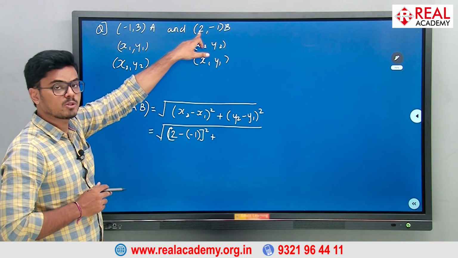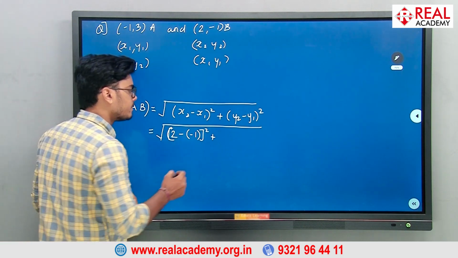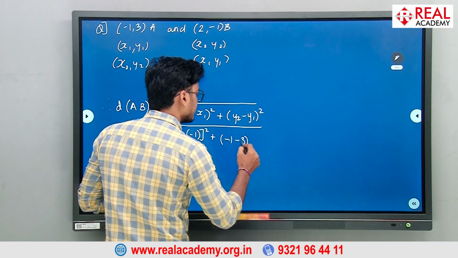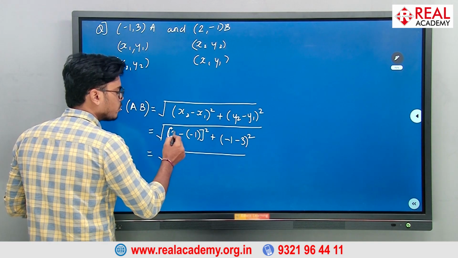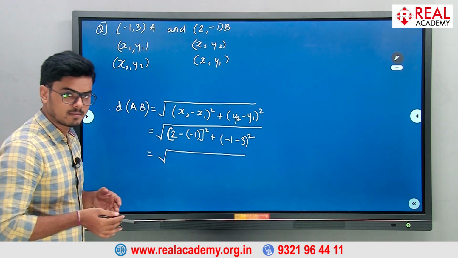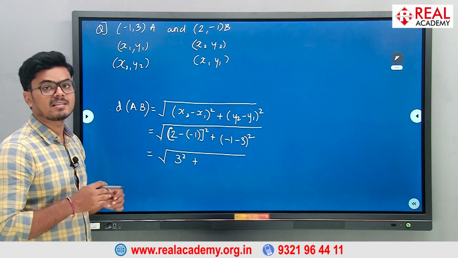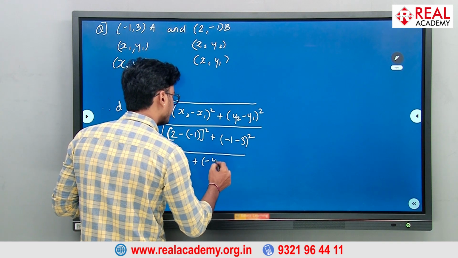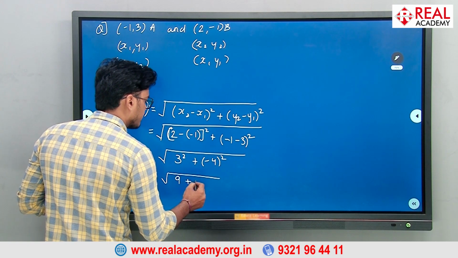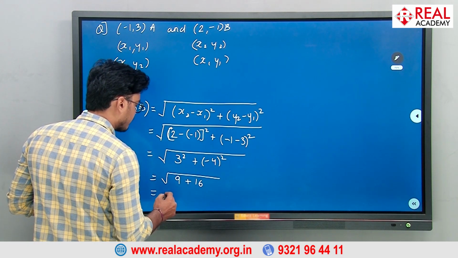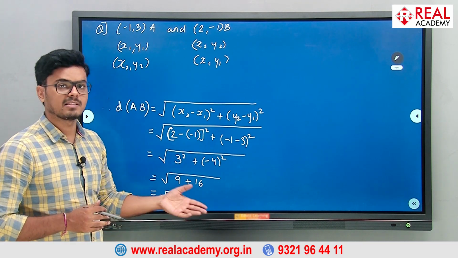So I have considered this as x2. So y2 should be minus 1 only, correct? So minus 1 minus 3 the whole square. What is the value of this? Square root of 2 minus minus 1 will become 2 plus 1. So 3 square plus minus 1 minus 3 will be minus 4, so minus 4 square. The value of this will be 9 plus 16, which is square root of 25. Now you all know square root of 25 is 5 units.